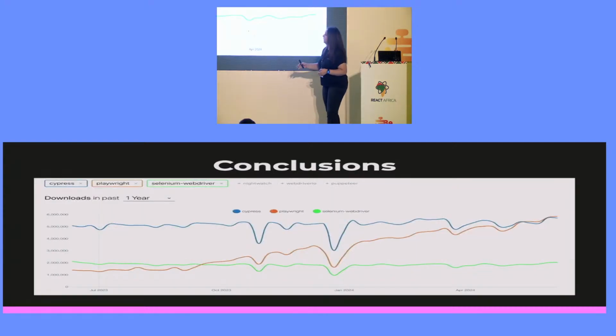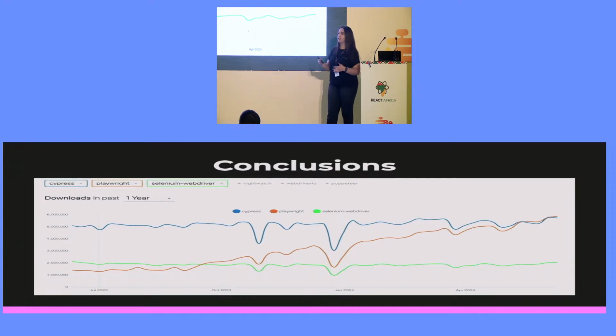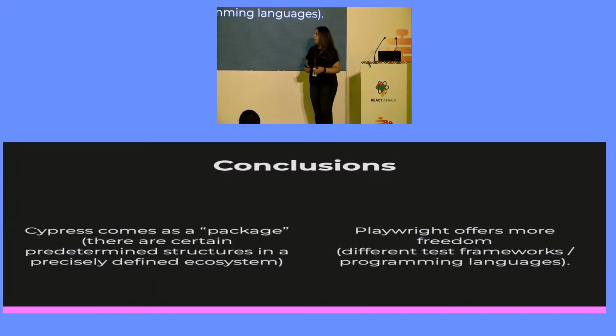As you can see here, in the last year, the green one is Selenium WebDriver, which is still used a lot, but Cypress is used way more. And as you can see, Playwright is the youngest one, and it's actually growing a lot. It has reached more than 7,000 now. So it's growing a lot and has great potential.